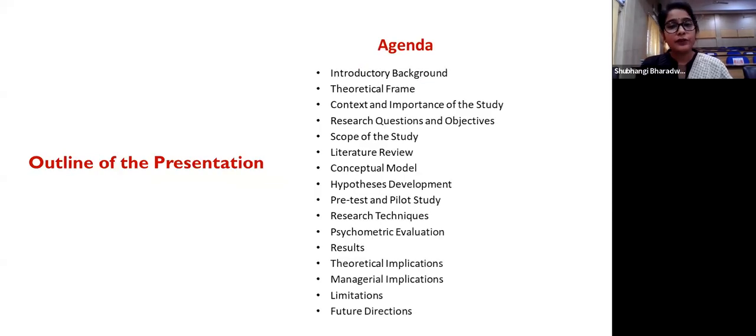This is the outline of the presentation. The presentation would mainly focus on the introductory background, theoretical frame, context and importance of the study, research questions and objectives, scope of the study, literature review, conceptual model, hypothesis development, pre-test and pilot study, research techniques, psychometric evaluation, results, theoretical and managerial implications, limitations, and directions for future research.